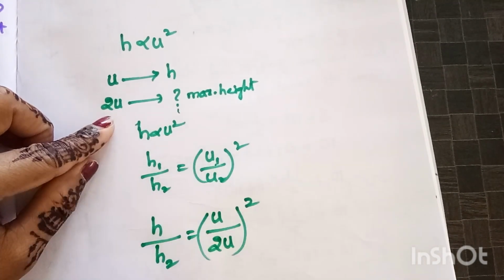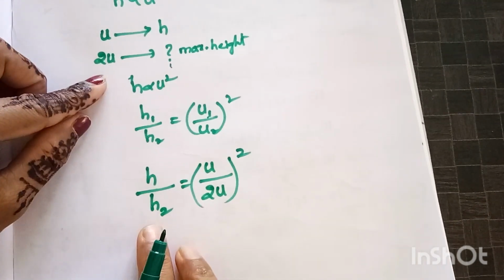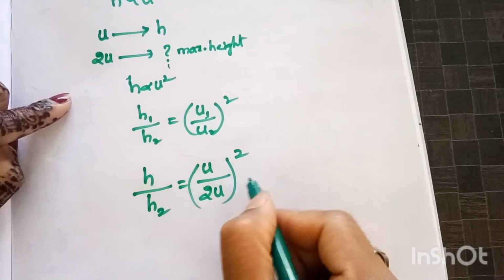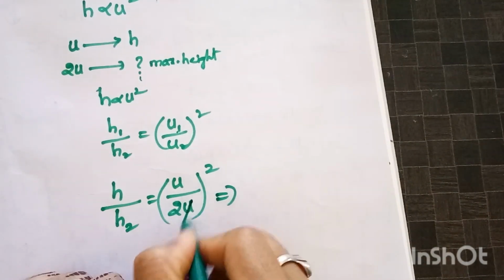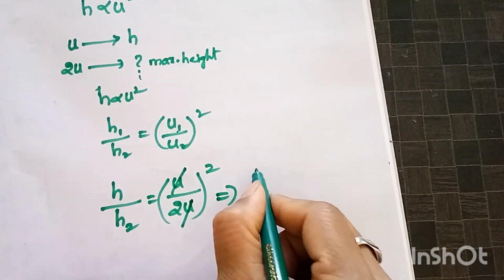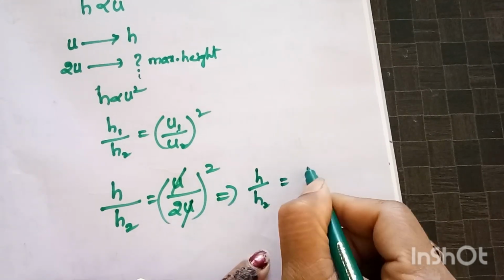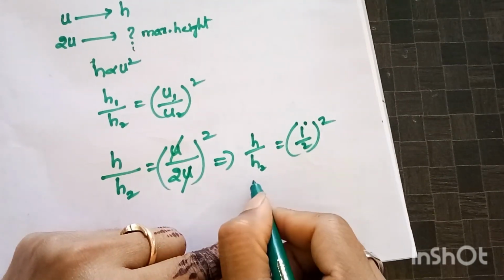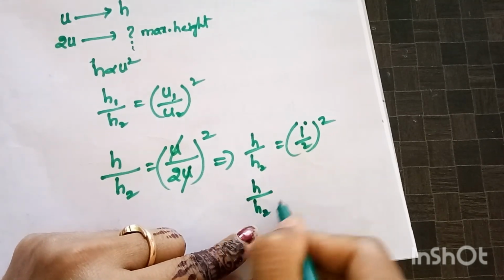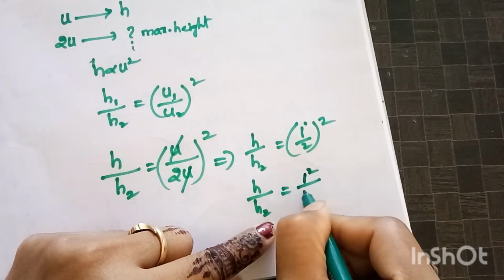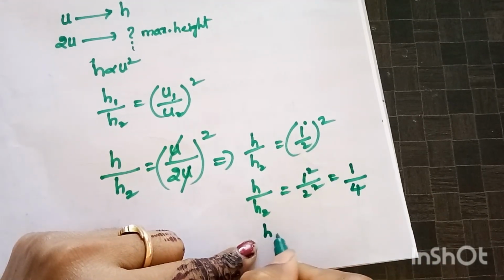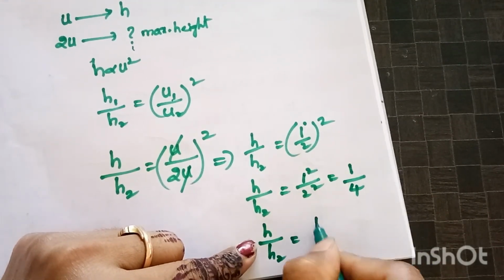So here we are going to find the h2. h2 means the height at the double of the velocity of projection. So u will be cancelled here. So h by h2 equals 1 by 2 whole square. So h by h2 equals 1 square by 2 square. What will we get here? 1 by 4. So h by h2 equals 1 by 4.